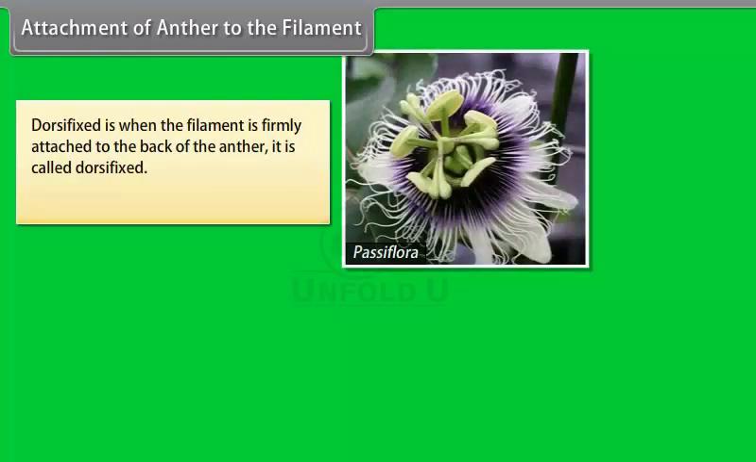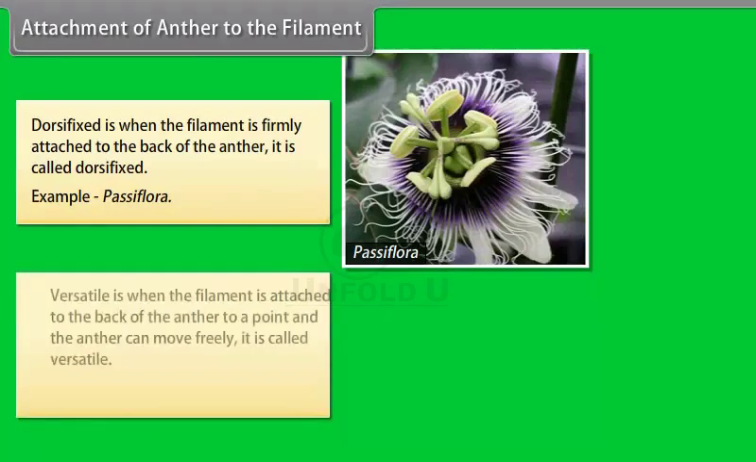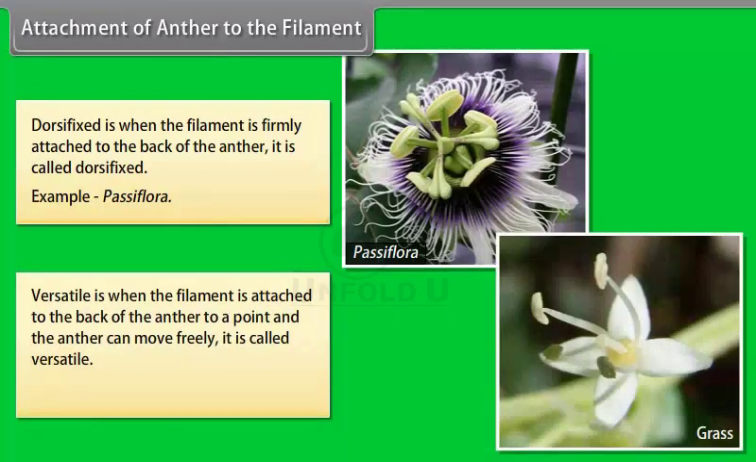Dorsifixed is when the filament is firmly attached to the back of the anther. Example, Passiflora. Versatile is when the filament is attached to the back of the anther at a point and the anther can move freely. Example, grass.